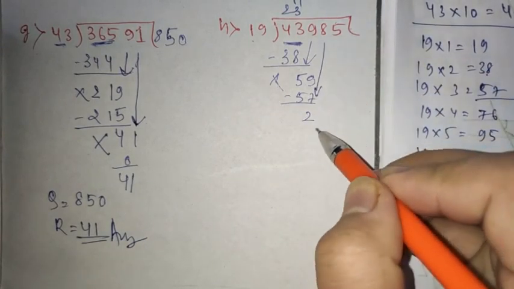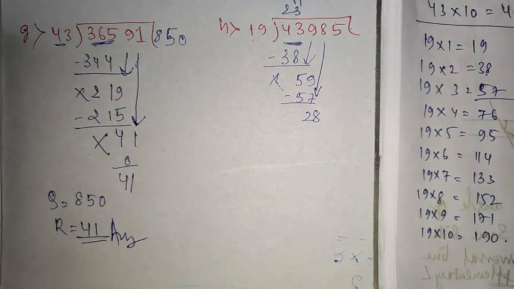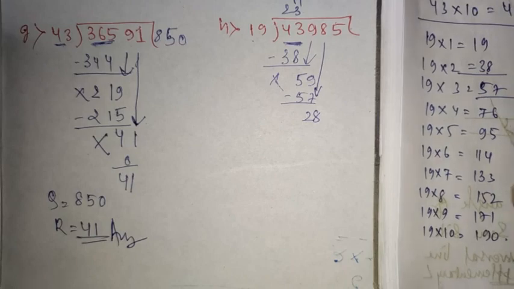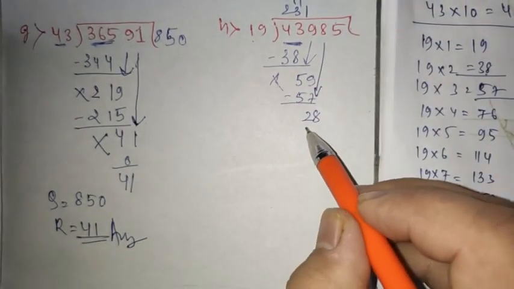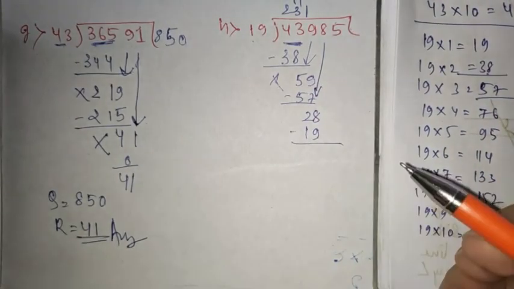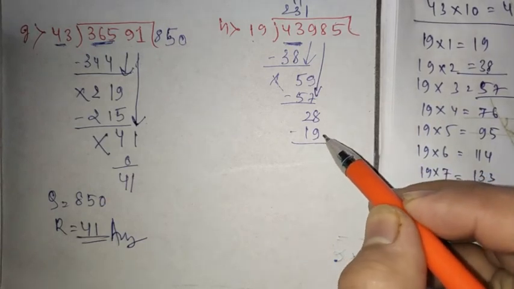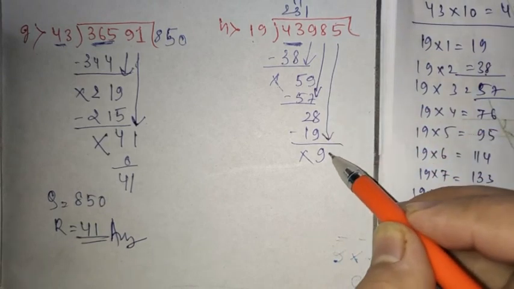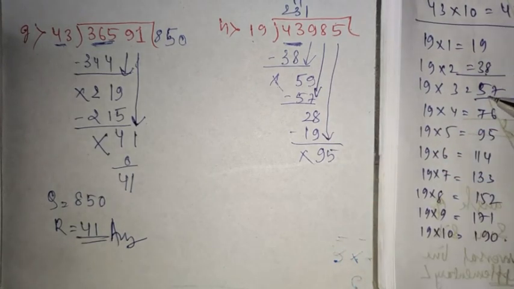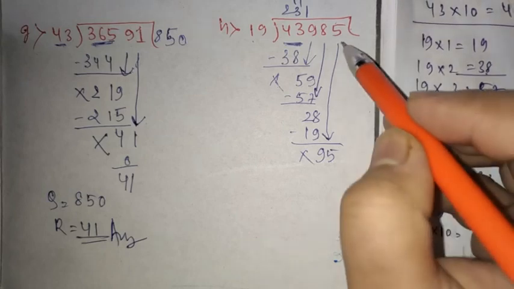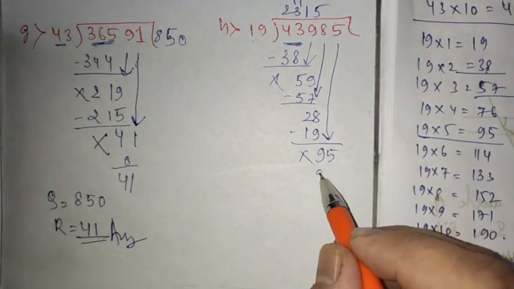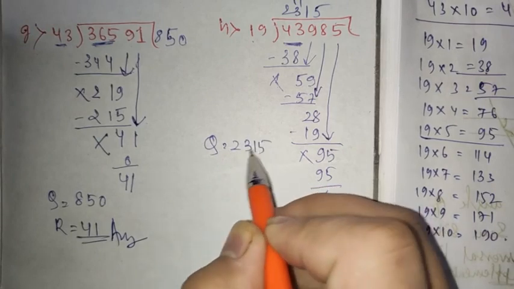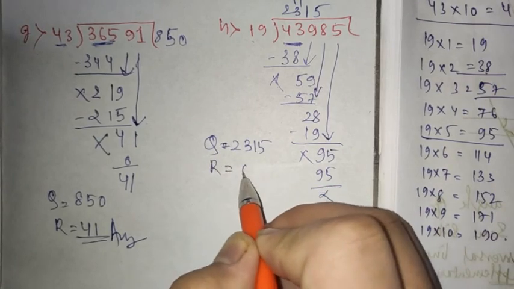This 8 will move down. So what is the proper number? 19 2s is 38, no? So not possible. So 19 1s is only possible. So 19 1s are 19. Alright, so now 18 minus 9 is 9. This 5 will come down. So 95, where do you find the proper number for 95? 19 5s is 95, right? So your quotient here is 2315, right? And your remainder is 0.